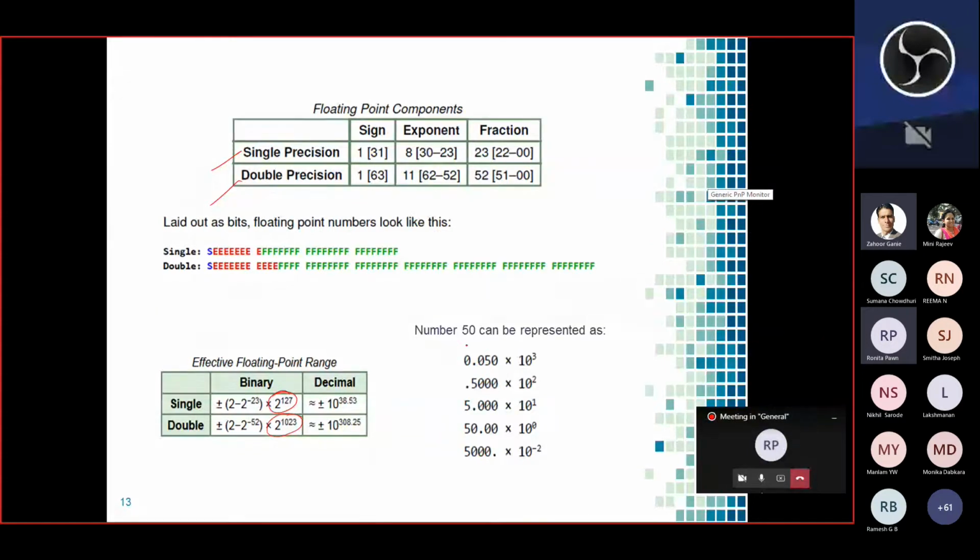For example, here I have shown that the number 50 can be represented in many ways: 50 into 10 power 0 directly, or 5 into 10 power 1, or 5000 into 10 power minus 2, 0.5 into 10 square, or 0.05 into 10 cube. Whichever way you want to represent it, 50 can be represented. The decimal point is floating here.